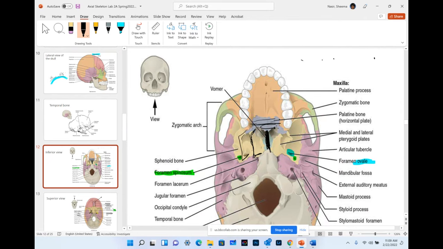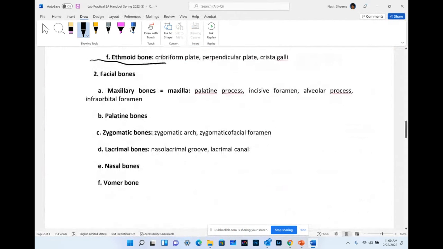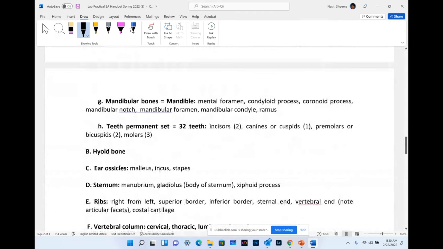Let's see. In the facial bones, now let's go to our handout. Let's see what we did. Now we are on facial bones. We did maxilla. We did palatine bone. We did zygomatic bone, lacrimal, nasal, vomer. Yay, we did the entire skull. Now, we are going to look at the mandible. So let's look at the mandible now.